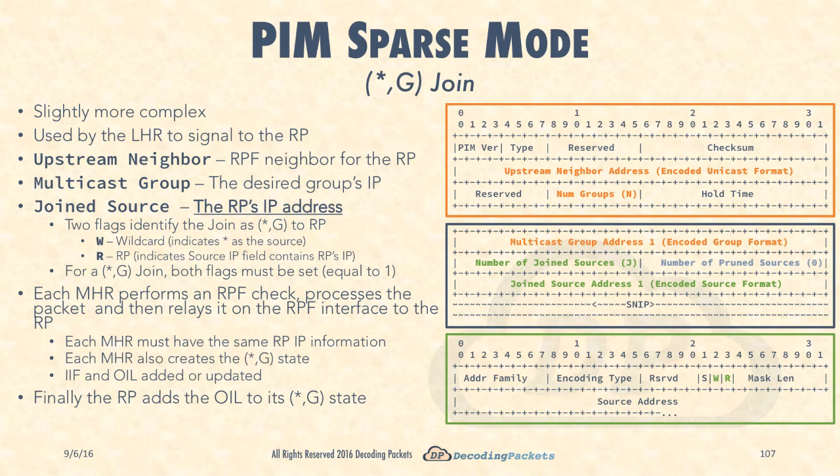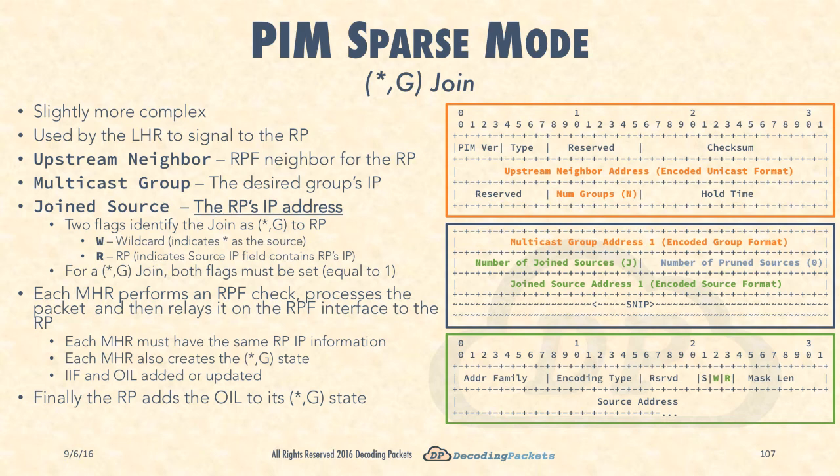The star,G message is slightly more complex than the S,G message. But all of the things that we discussed in the S,G message also pertain to the star,G message. There are a few additional things. Essentially, remember when we talked about the join source address, the encoded source format? We'll be discussing a little bit of that encoded source format, which will carry the information basically distinguishing the S,G message from the star,G message. Once again, this is used by the last hop router to signal the RP.